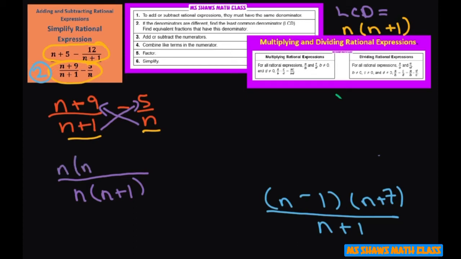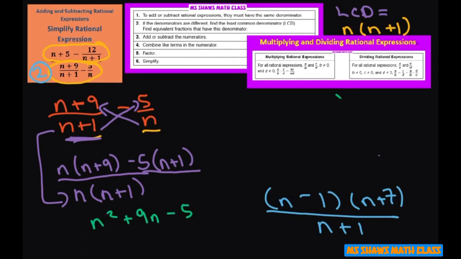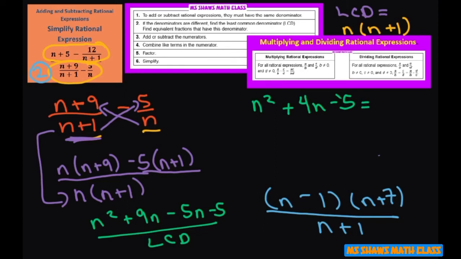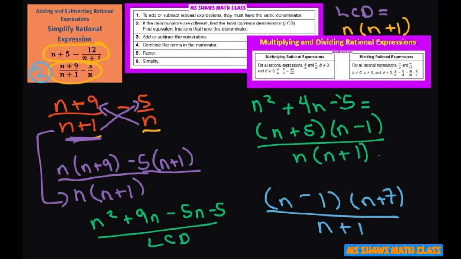So you'll have n times n+9, because that's what's missing from this denominator compared to this one is the n, minus 5 times n+1. And then you can put it over the denominator. Now let's simplify the numerator, and that's going to give you n squared plus 9n minus 5n minus 5. This gives you n squared, and this is all over your LCD, n times n+1. n squared plus 4n minus 5. And this factors to n plus 5, n minus 1, divided by n times n plus 1. So this is your denominator part.